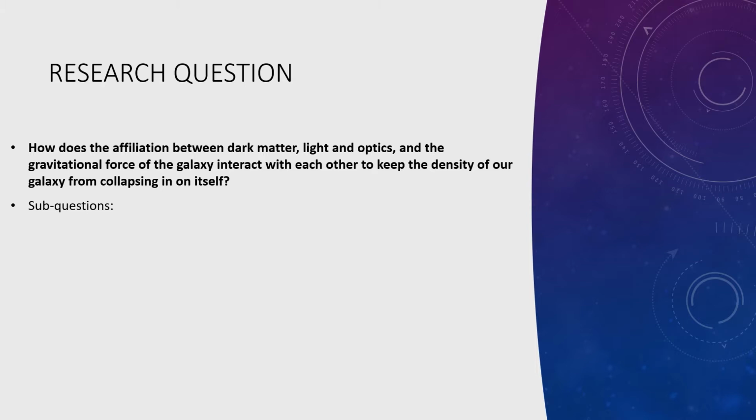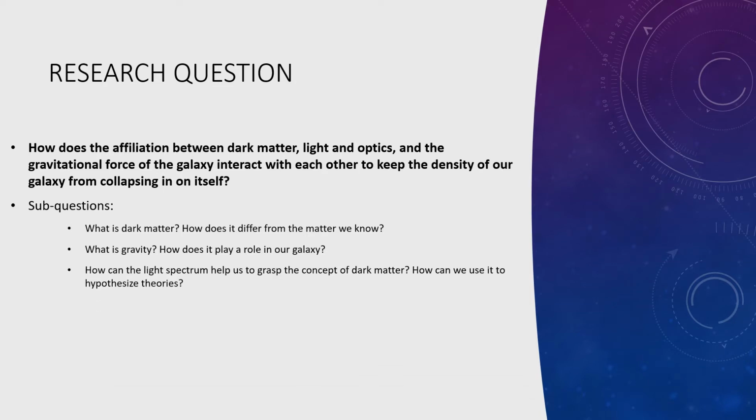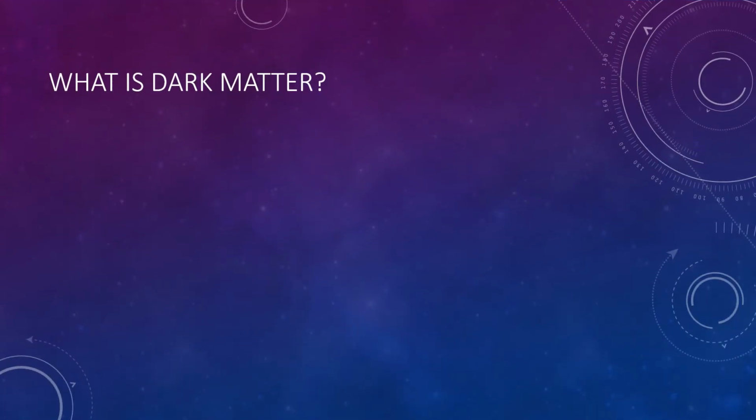Some of the sub questions that I had to look up were: what is dark matter, and how is it different from the visible matter that we know? What is gravity, and how does that play a role in keeping our galaxy intact with orbits and all that kind of stuff? Another question is: how can the light spectrum help us grasp the concept of dark matter and understand it better? And how can we use it to hypothesize different theories of it? And what is the purpose of dark matter in our galaxy? Like, what is its nature? What is its purpose? And how does understanding dark matter and its composition benefit us? So I want to start off with talking about what is dark matter.